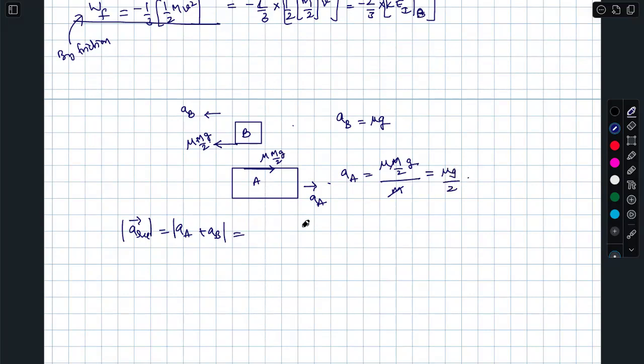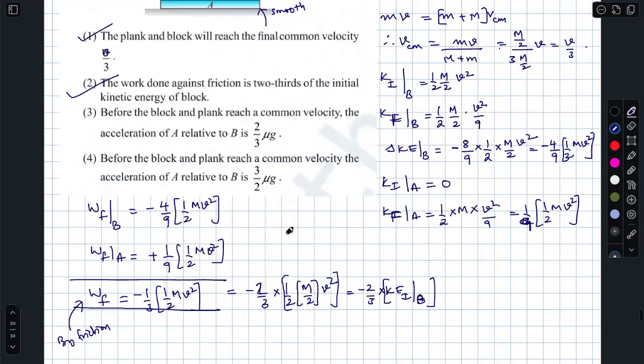So this is nothing but 3 mu g by 2. So 4 is correct. 4 is correct. 3 is wrong.